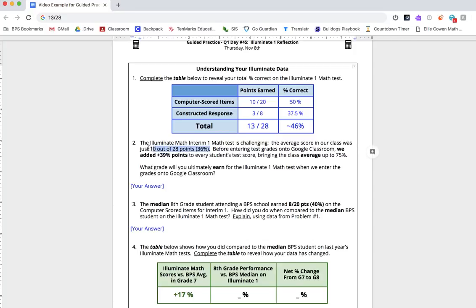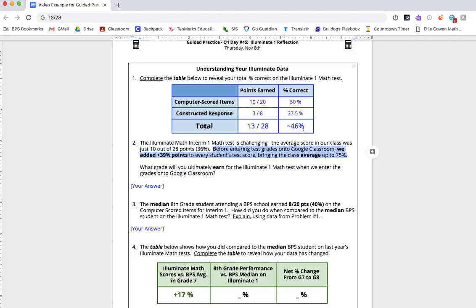Like we talked about yesterday and before that, this was a difficult test. The average score in our class ended up being 10 out of 28 points, or 36% correct, right around what students in the city were scoring as well. So because of that, we ended up adding points to everybody's test. We call that a curve. We specifically added 39 percentage points to all of your tests, and that brought our class's average from 36% up to a fair, reasonable 75%.